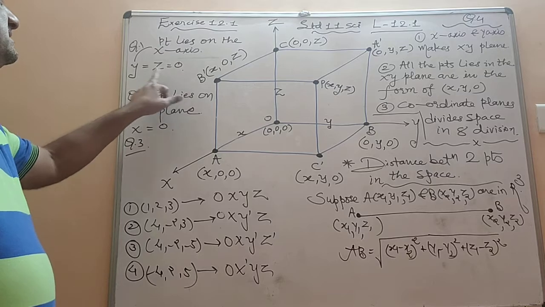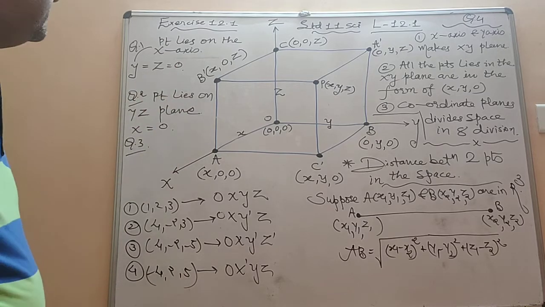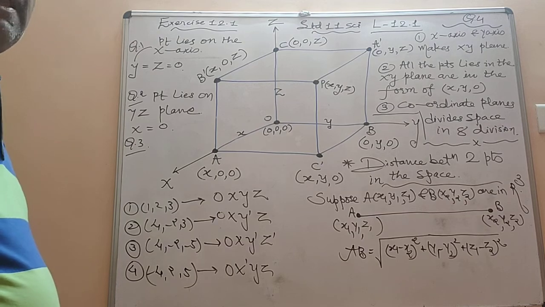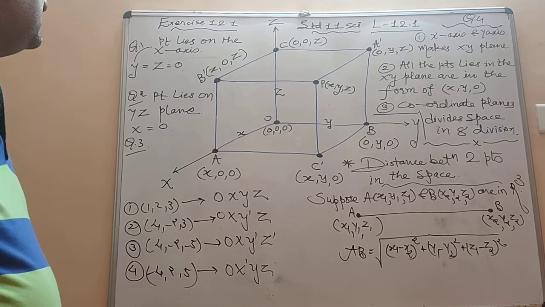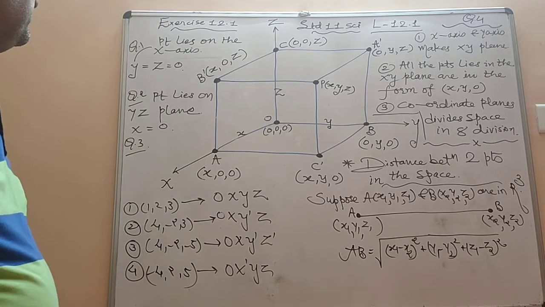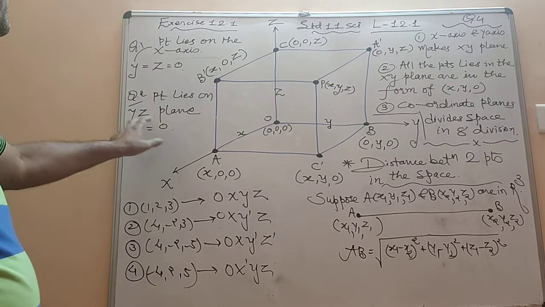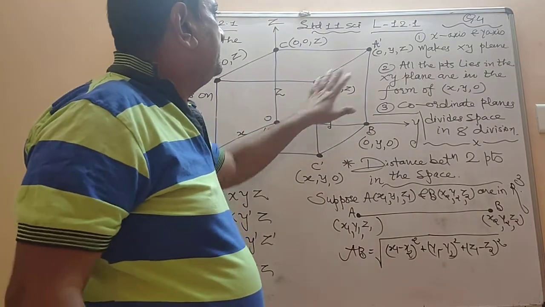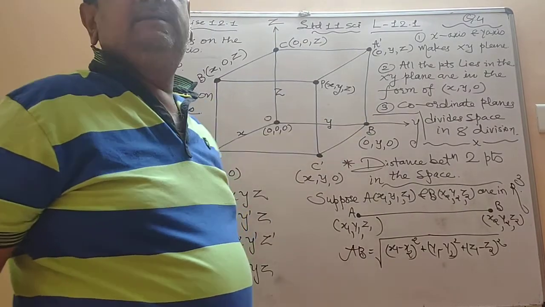Point lies on the x axis, then y and z components are 0. Point lies on the yz plane, then the x component is 0. The yz plane means this plane. This point lies in the yz plane.